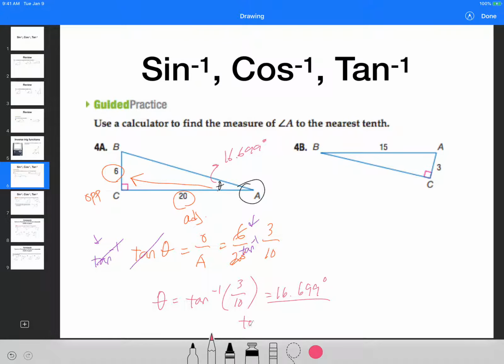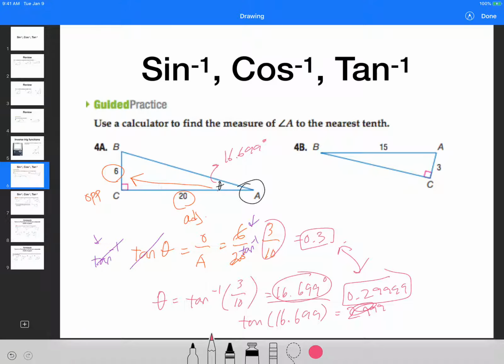And what you do is, if you take tangent of 16.699, try it and then see what you get. Tangent of 16.699 actually gives you 0.29999. And if you do 3 over 10, the ratio of the sides that we had, this is close to being 0.3. Notice how these two are practically very close to each other. So that's how I know that I did it right. You can always take the degrees and plug it back into a regular trig function and see if your ratio matches up.